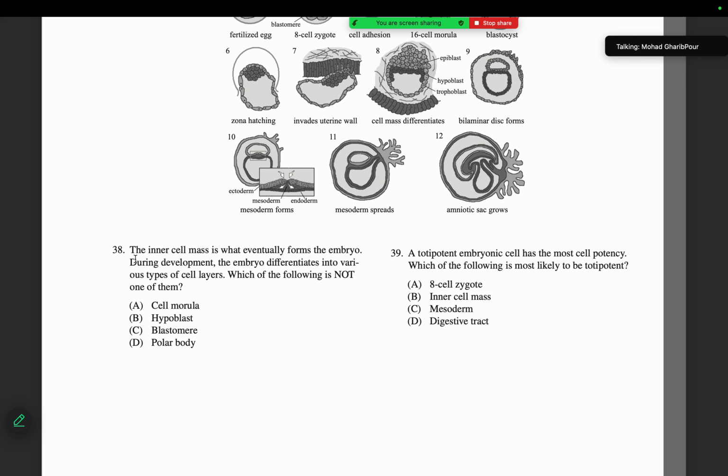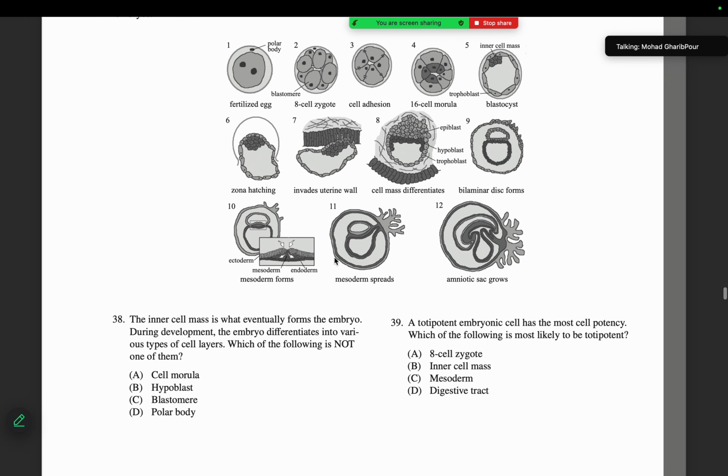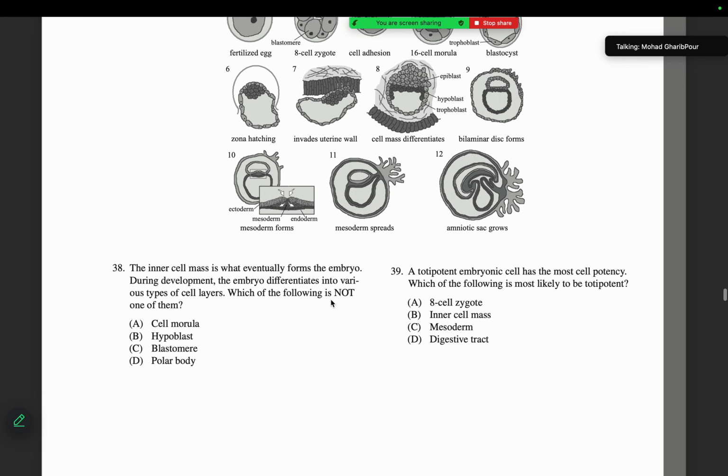Okay, 38. The inner cell mass is what eventually forms the embryo. Let's see if they've pulled inner cell mass. Yeah, right here. So you see this chunk of cells? That's what forms the embryo. During development, the embryo differentiates into various types of cell layers. Which of the following is not one of them?